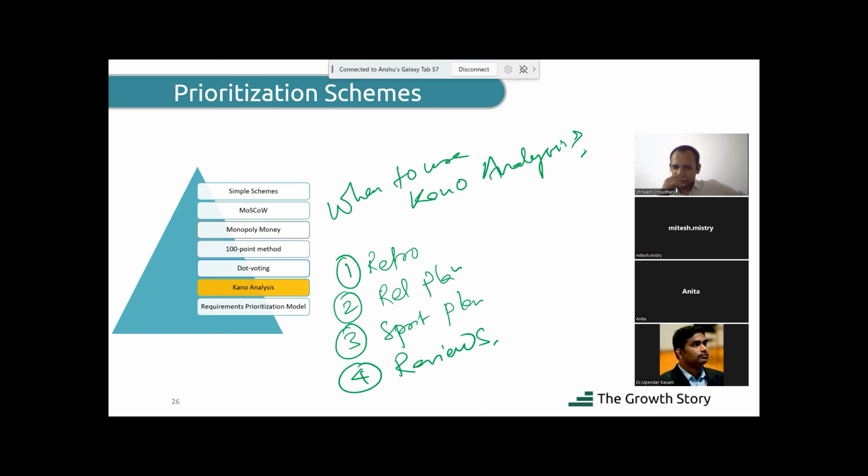I think sprint planning. So you can identify what are the satisfactory functionalities in sprint 1, some of them in sprint 2, some of them delivered in sprint 1, another 2 in sprint 2. So instead of giving all of them in one go, in one sprint, you can distribute them into multiple sprints. Any other idea?